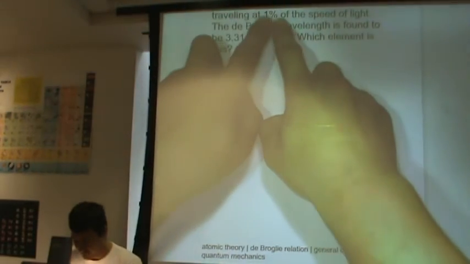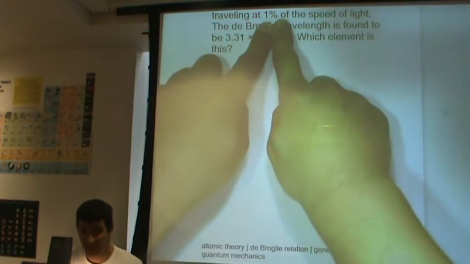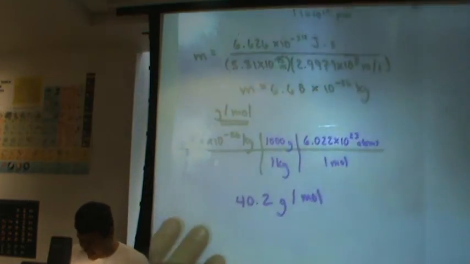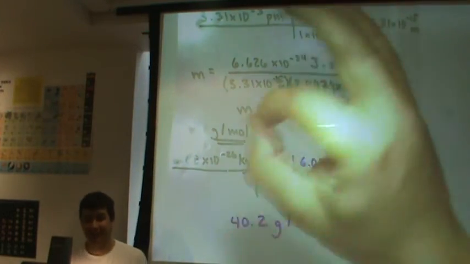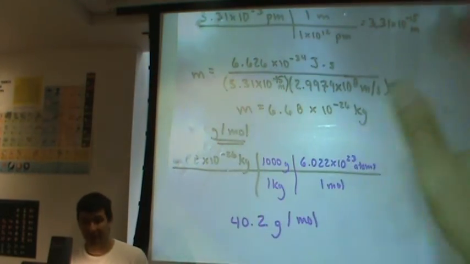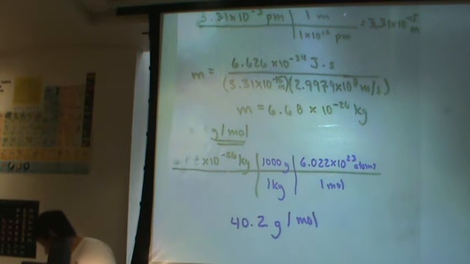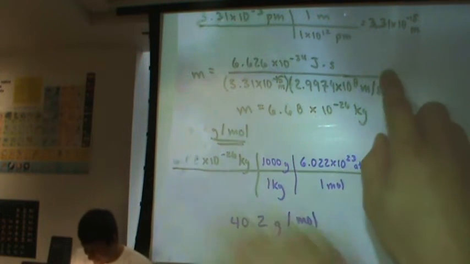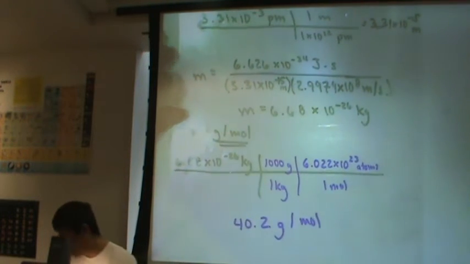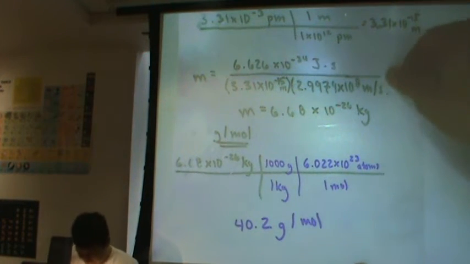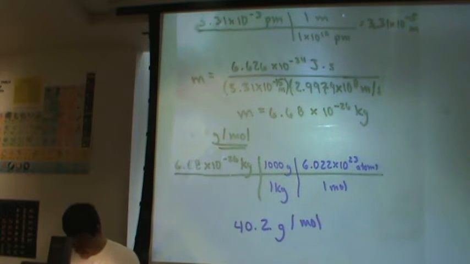If you look at the question, 1% of the speed of light. I multiply this by 2.9, 100% of the speed of light. So what you do is, sorry, I apologize for this. This is the correct answer. I just forgot to insert a step right here. That's what I get for rushing through things.